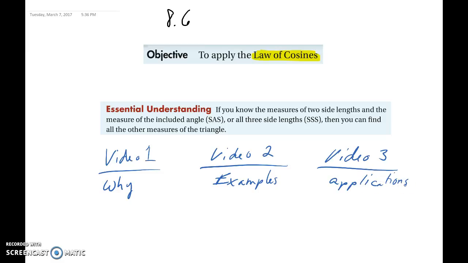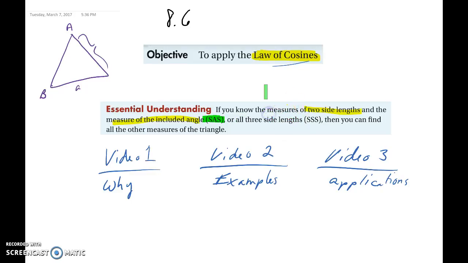All right, so we're going to be talking about the law of cosines. Remember, when we were using the law of sines, we needed to be given an angle and the opposite side, and then we needed to know at least one of the other angles or sides to solve for the missing side. So we needed an angle and a side across from each other, and at least one other side or angle. For the law of cosines, what we need is 2 side lengths and the measure of the included angle, so you can think about it as SAS, side angle side. And then you can have all 3 side lengths.